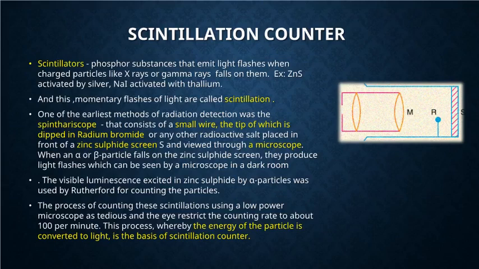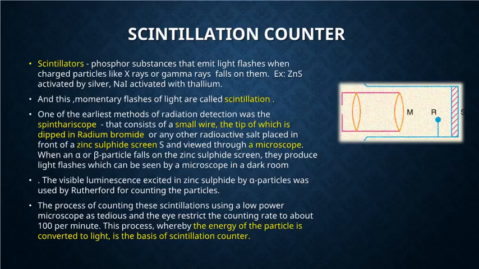One of the earliest methods of radiation detection was the spinthariscope, which consists of a small wire, the tip of which is dipped in radium bromide or any other radioactive salt, and is placed in front of a zinc sulfide screen S and viewed through a microscope. When an alpha or beta particle falls on the zinc sulfide screen, it produces light flashes which can be seen by a microscope in a dark room. The visible luminescence excited in zinc sulfide by alpha particles was used by Rutherford for counting the particles.